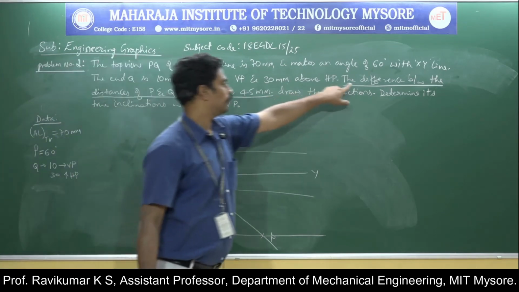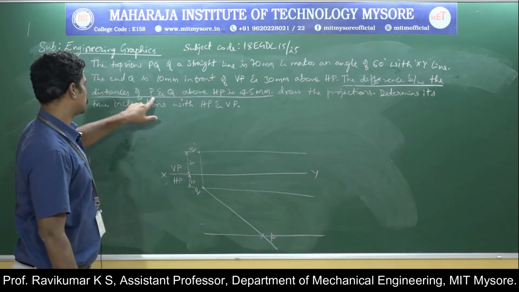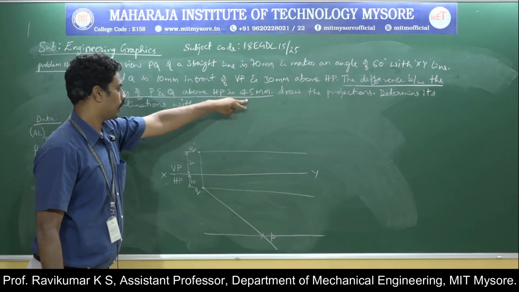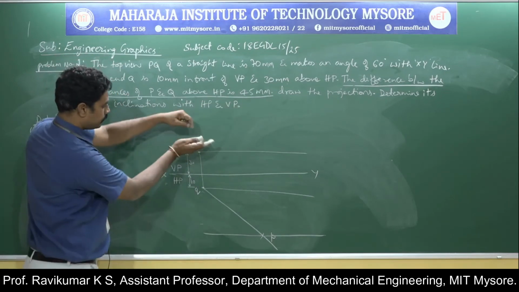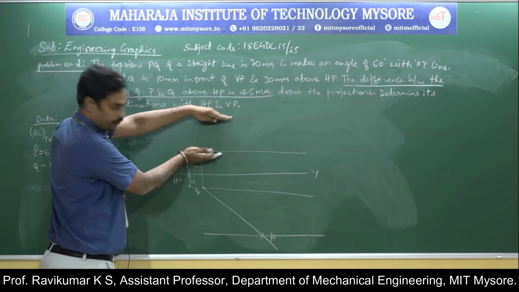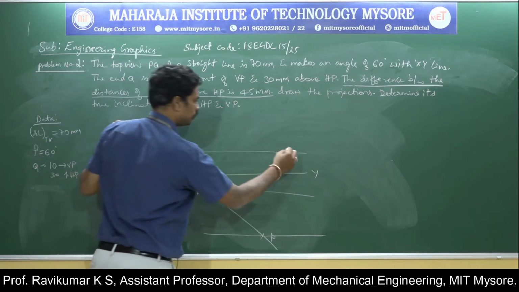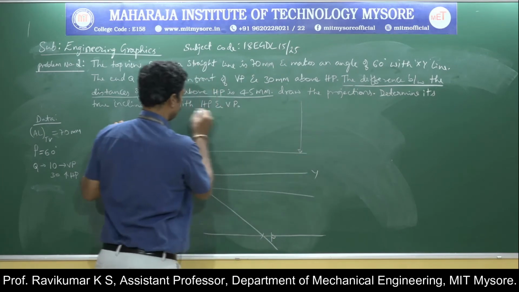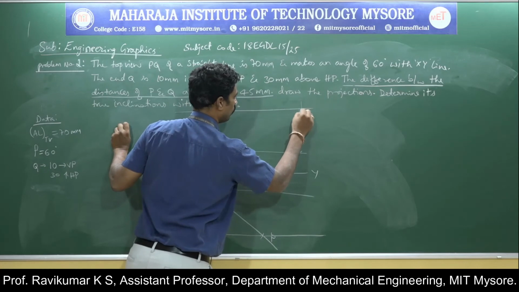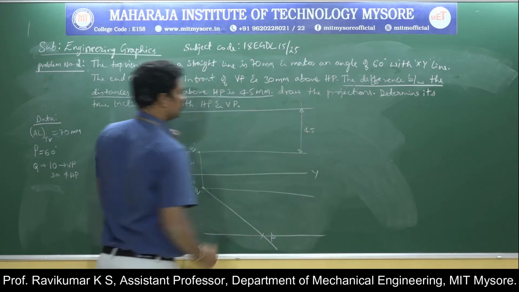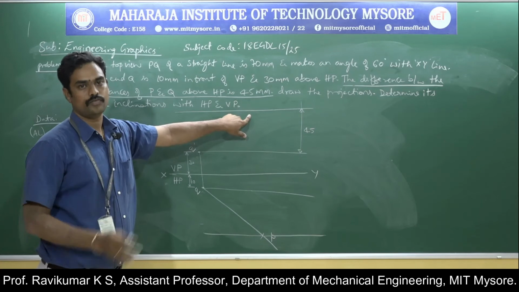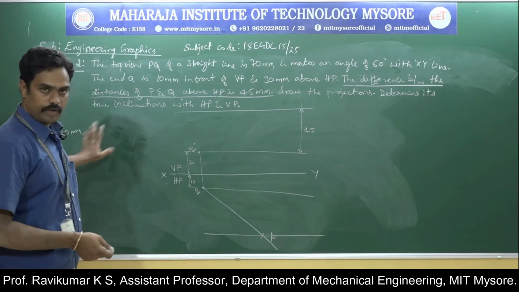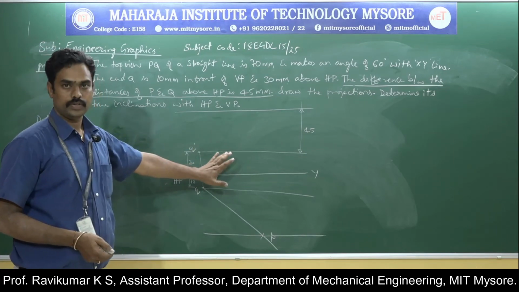Coming to this one, the difference between the distances of P and Q above HP, meaning above the XY line, is 45 mm. So Q point is here. The distance between Q and P is 45. It is given, so just measure 45 mm distance from this line. This will be the locus of P. This is Q dash. So with the given data, I have ended up with this one.